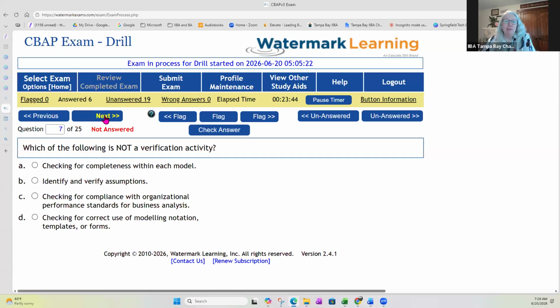Which of the following is not a verification activity? So three are, one is not, again, for verification. Remember, the goal of verification is to ensure that requirements and design specifications and models meet quality standards and are usable for the purpose that they serve. Verification is verify, which is quality. So checking for completeness within each model, identify and verify assumptions, checking for compliance with organizational performance standards for business analysis, checking for correct use of modeling notation, templates, or forms.